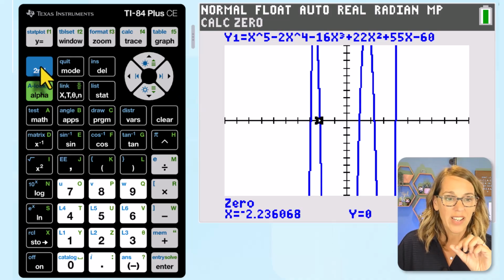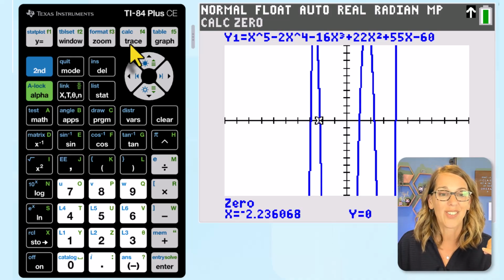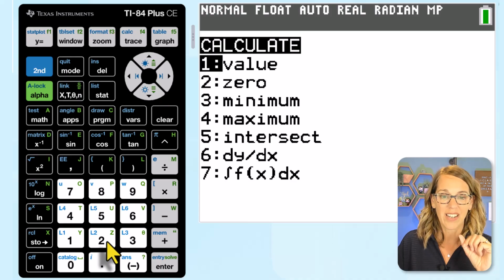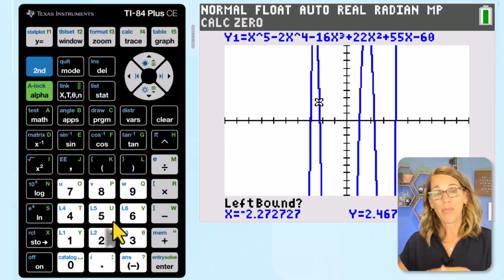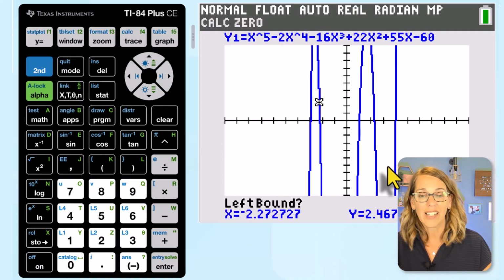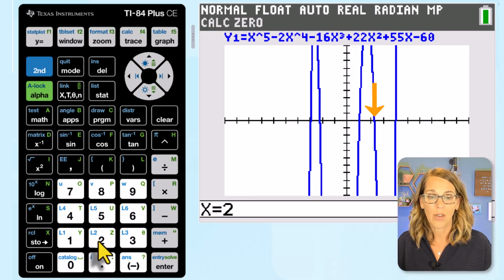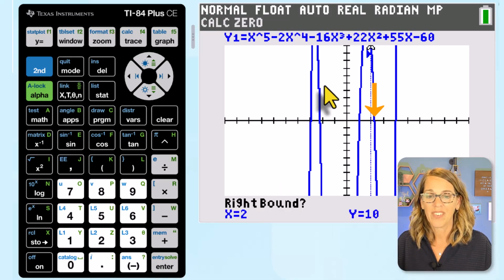We're going to go back to calc. So second followed by trace for calc. I want to find that 0 again, so 2. Now I get those prompts again. So again, I want to be on the left. Now I'm looking at this 0 right here. So to be to the left of it, it's 2 point something. So if I were just at 2, that would put me on the left of it. Enter. Okay, see how your arrow shows up here and you've got that line drawn, which is really nice.